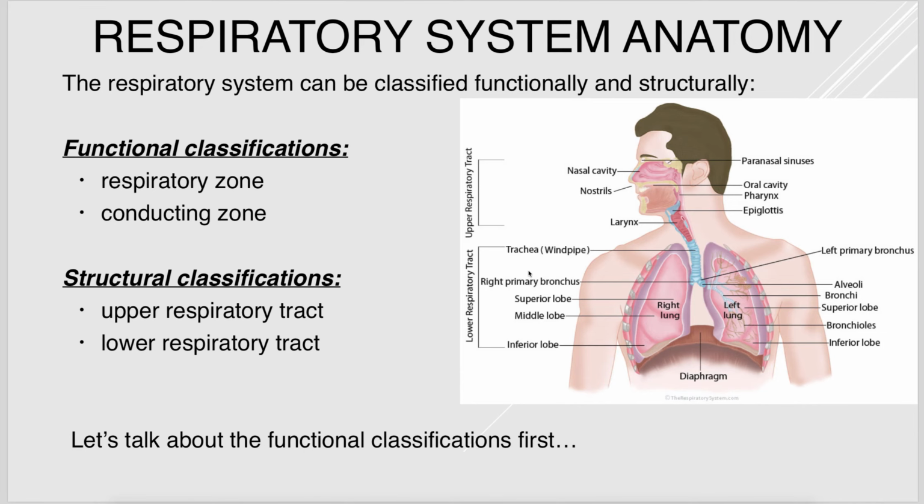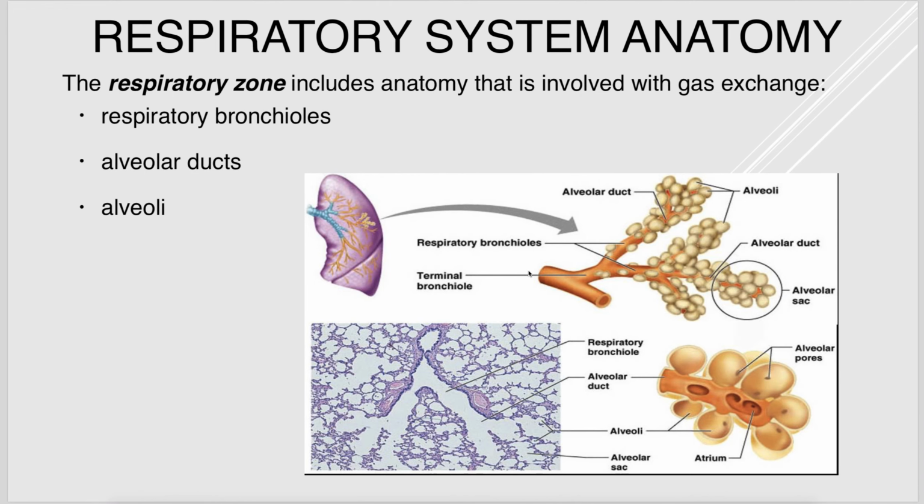So we talked about the functional and briefly about the structural classifications of the respiratory tract. The functional classifications are the respiratory zone and the conducting zone, and the structural, which I didn't talk about a whole lot, is the upper respiratory tract and the lower respiratory tract. So let's talk about the functional classification.